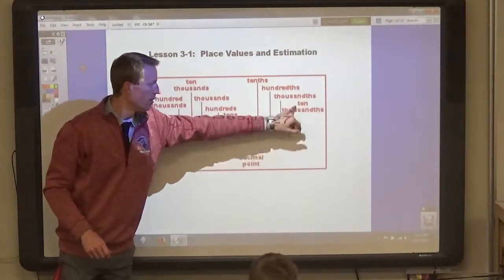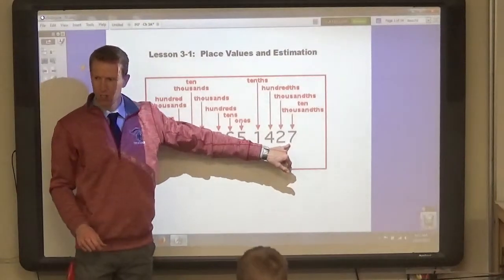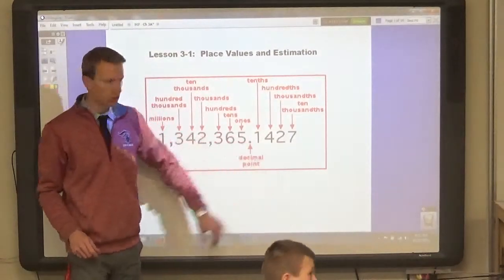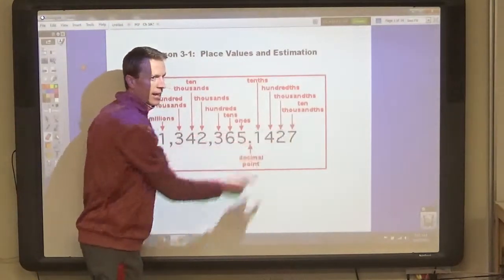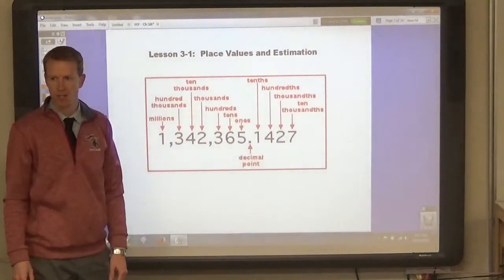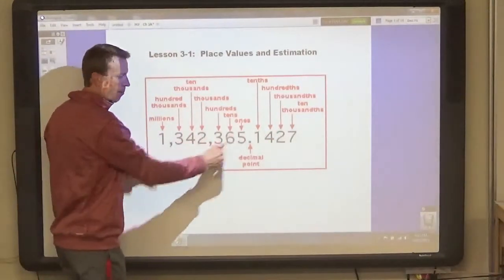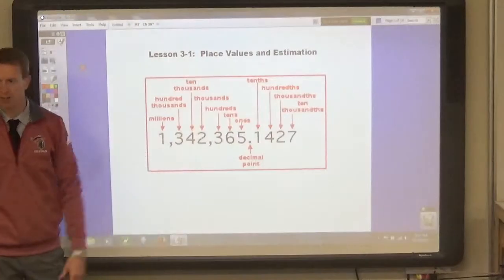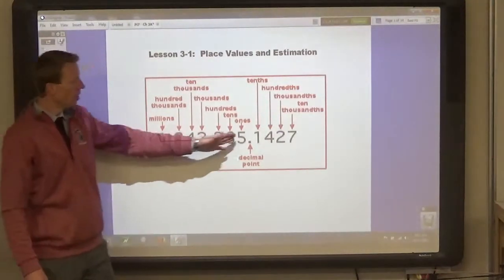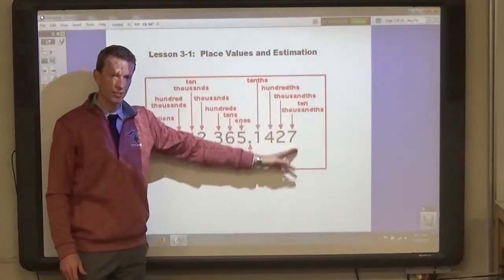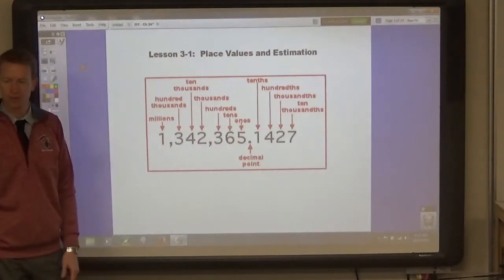1,427 10,000s. And you say the place of the last digit when you are reading the number. So this is 1,427 10,000s. You read these numbers behind the decimal point the same way that you read these numbers from left to right. Okay? Does that make sense? So, read the digits, say the place. Read the digits, say the place in each group. Okay?